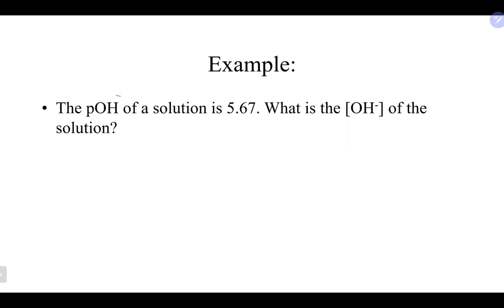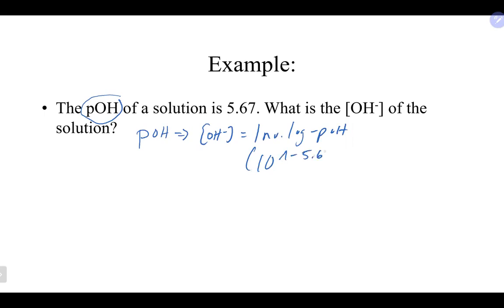Okay, so once again here, your only option, because the only number you're given is the POH, is to turn that into your OH minus concentration by doing the inverse log of the minus POH. So that's going to give us a 10 to the negative 5.67. That'll get us, looks like 2.1 times 10 to the minus 6. Looks like a winner in this case here. Any question on that there?